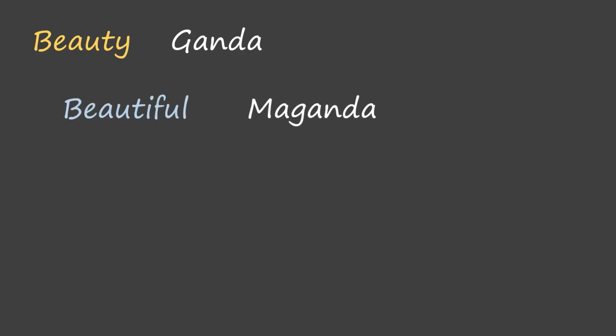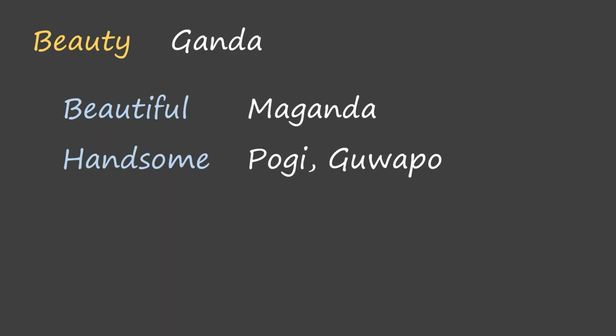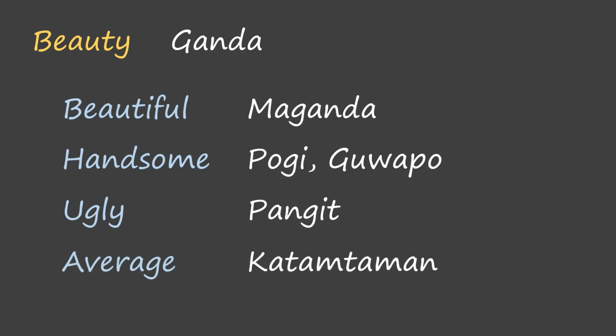The adjectives we just used are about a person's beauty or ganda. We commonly say beautiful or maganda to describe a female. And handsome is pogi or guwapo to describe a male. Ugly is pangit. And average is katamtaman. As you can see here, not all adjectives start with ma. A lot of them start with ma, but sometimes there are irregular adjectives like pogi, guapo, pangit, and katamtaman.